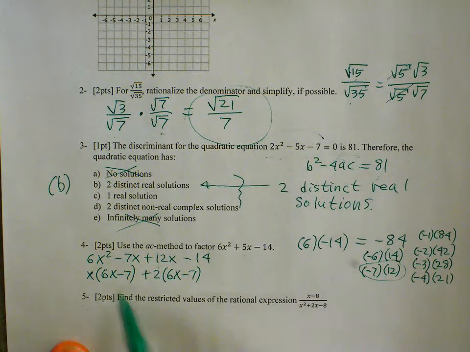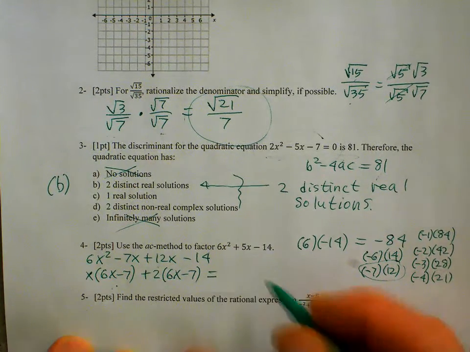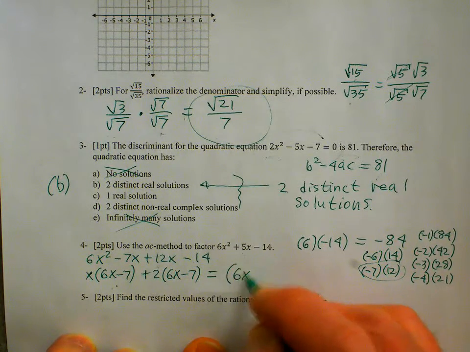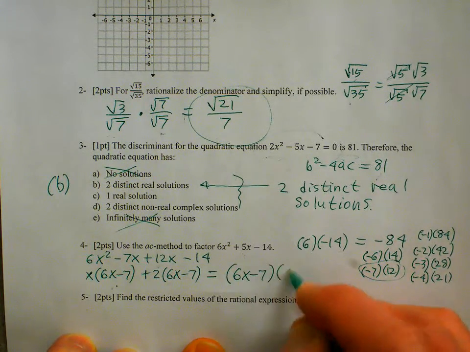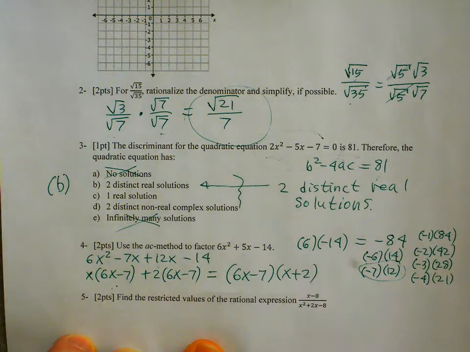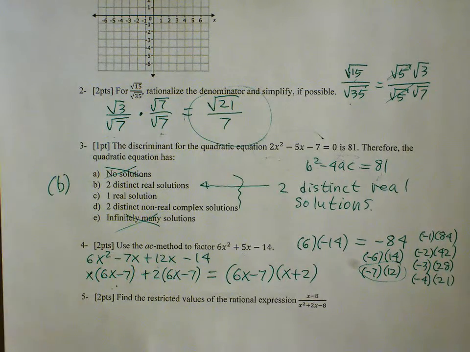So these binomials have to match, 6x minus 7. So the last step, 6x minus 7 times x plus 2. So you should show this much work for this particular kind of problem.